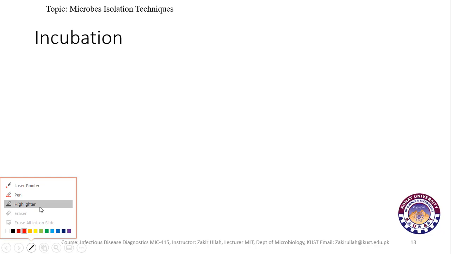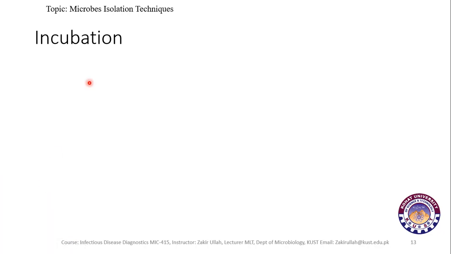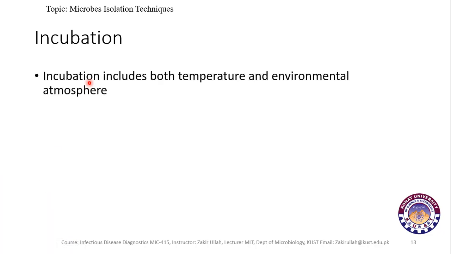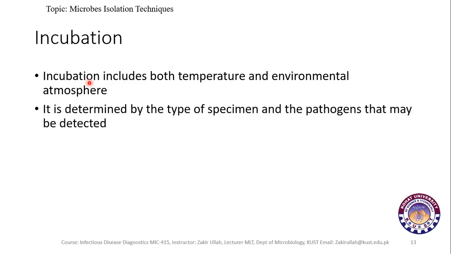The incubation of the different types of medium. Incubation includes both the temperature as well as the environmental atmosphere, and this is determined by the type of specimen and the pathogens that may be detected in that specimen. So there is a different temperature and environmental condition for every specimen and the pathogens they contain.